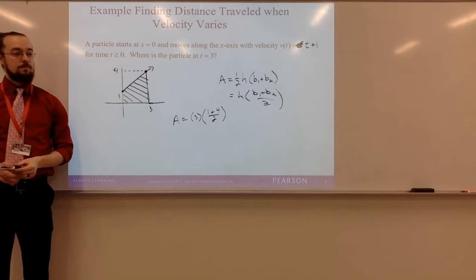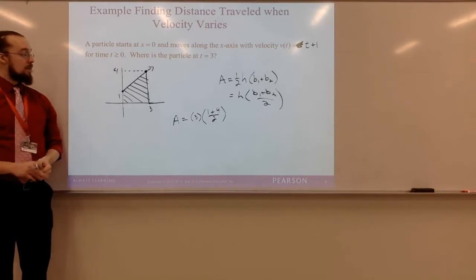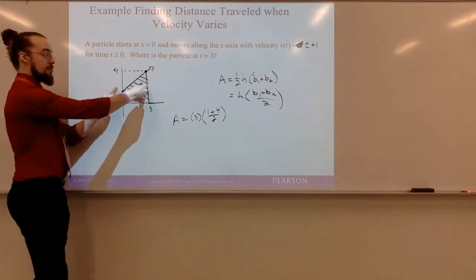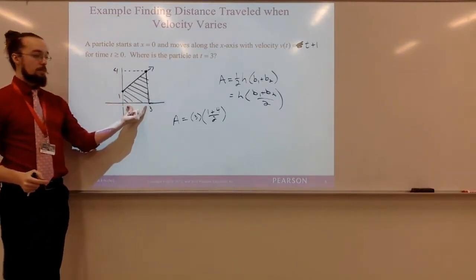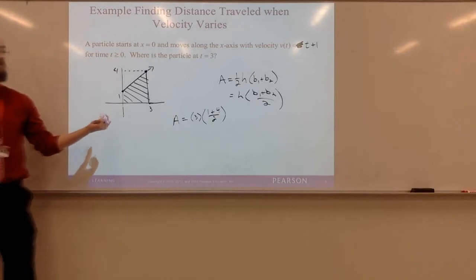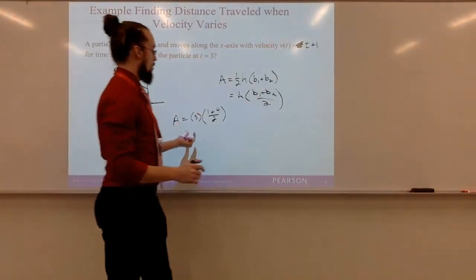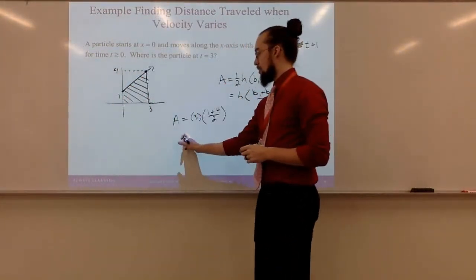Isn't the height 4? Not 3? No, these are the bases, right? The two parallel sides are the bases. Oh. The distance between the bases is the height. Okay? So we end up with 15 over 2.